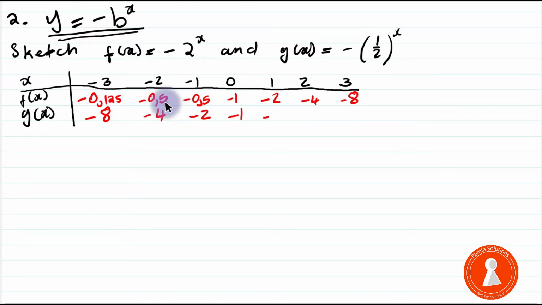Oh, sorry, I see a mistake that I made here. This one is 0.25, so negative. So this one is negative 0.5, negative 0.25, and then negative 0.125. All right.